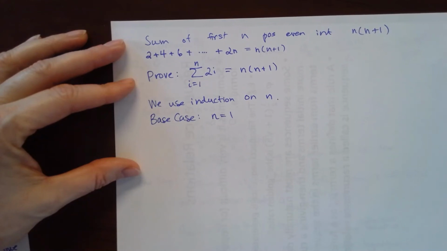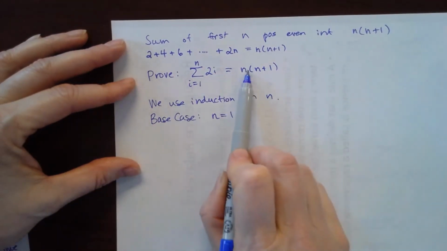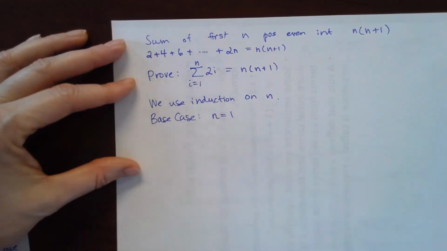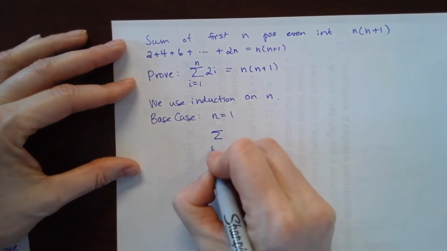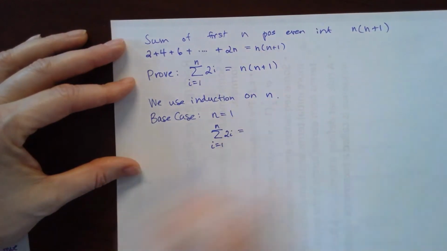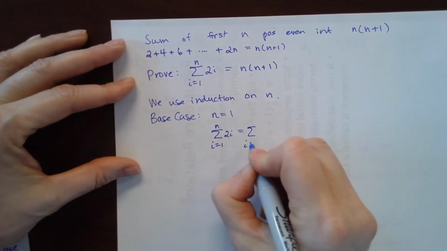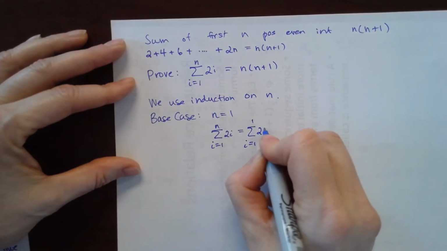Okay. And so I want to show that the left side, this summation, is going to be the same thing as the right side. So first I'm going to look at the left side, the sum i equals 1 to n of 2i. Now when n is equal to 1, I'm just going to replace that n with a 1. That would be i equals 1 to 1 of 2i.